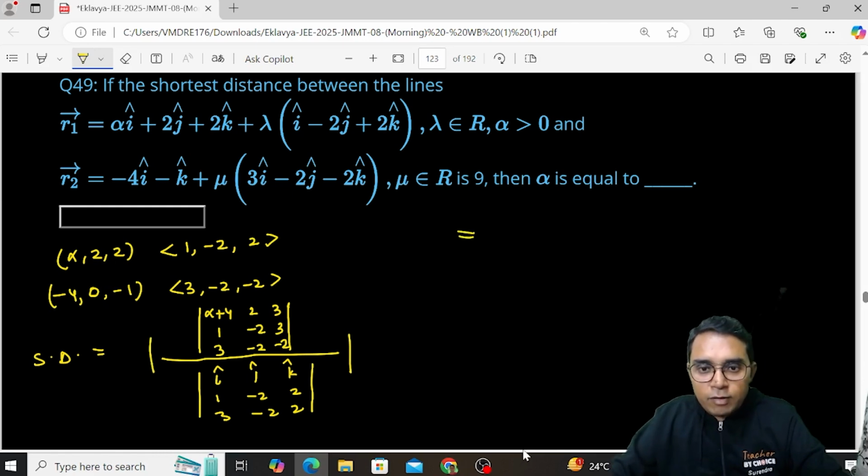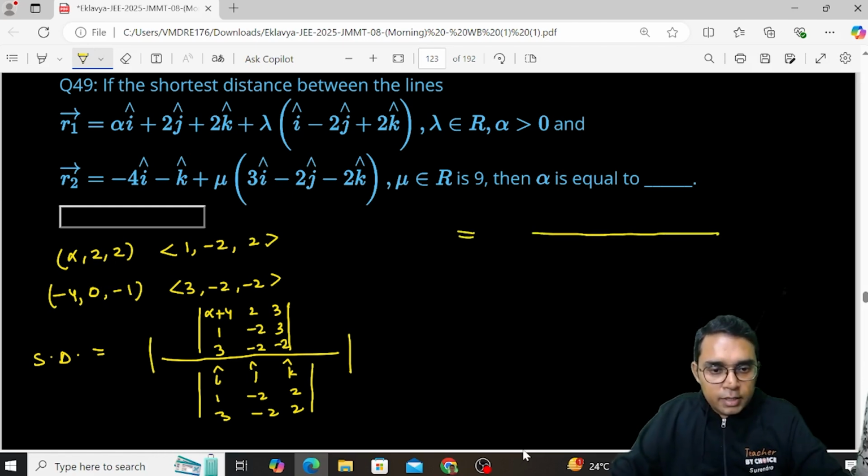Okay, now I will first find the vector in the denominator. This will be minus 4 minus 4. I think this is 0, so there is no coefficient of i cap.